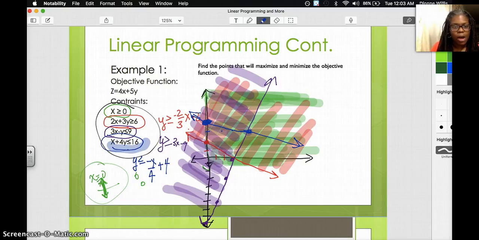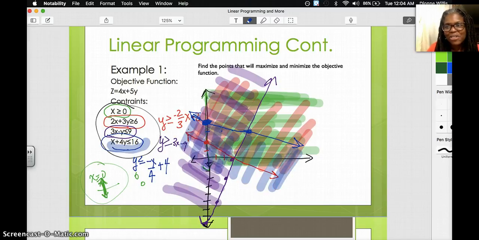Now, y is less than or equal to, obviously a solid line because it's equal to, we talked about that. Now we're going to shade down. I want you to really observe this. This is my feasible region, the place where every constraint is satisfied within this polygon.